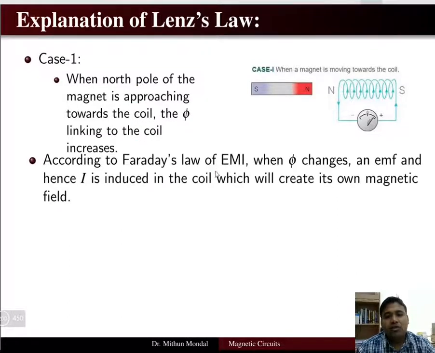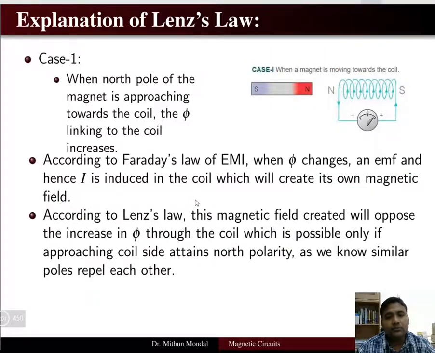So according to Faraday's law of electromagnetic induction, when flux changes, an EMF and hence current is induced in the coil, which will create its own magnetic field. So now when the magnet is approaching close to the coil, the flux is changing. So with the change in the flux, there will be an EMF induced, and when the circuit is closed, a current will be produced in the coil. This current will produce its own flux, which will oppose the cause which produces it, that is the flux linkage with the magnet.